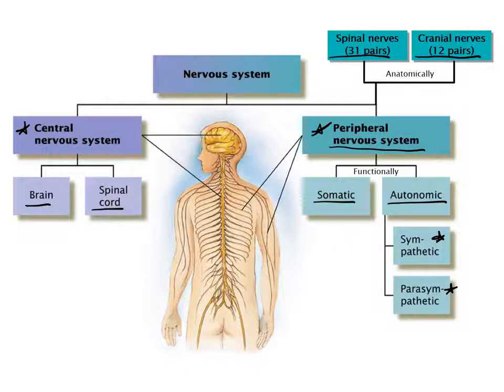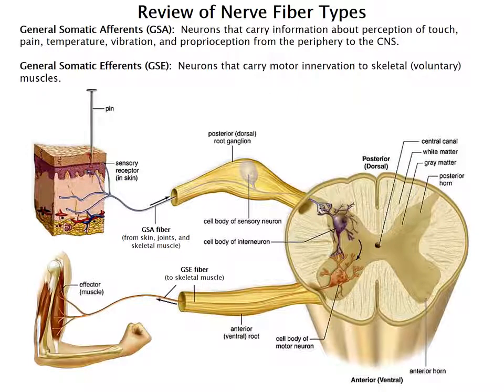Regarding the somatic system, somatic nerves come in two flavors. The first flavor of somatic neurons that we'll discuss are general somatic afferent fibers, abbreviated GSA. These fibers transmit sensations from the body back to the central nervous system. These sensations can be in the form of exteroceptive fibers, meaning that information is conveyed from the skin about pain, touch, vibration, temperature, and even pressure.